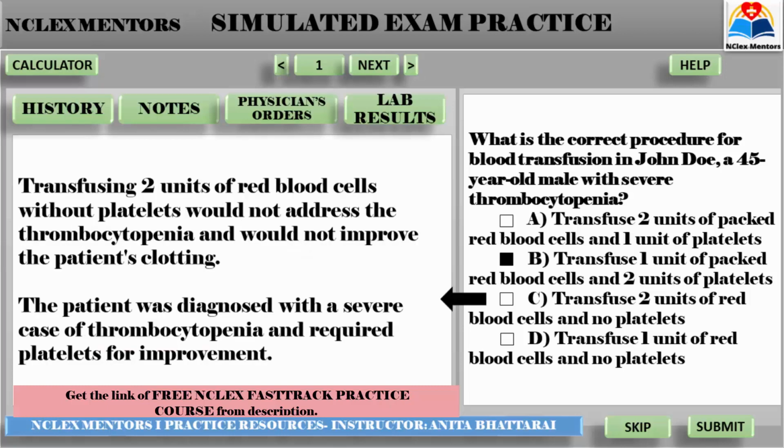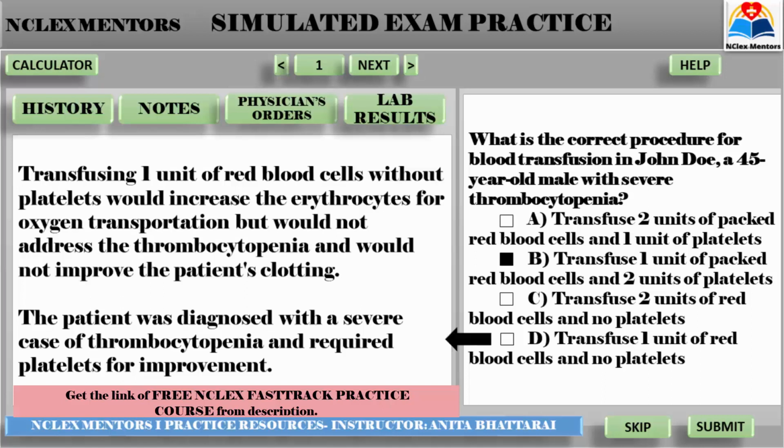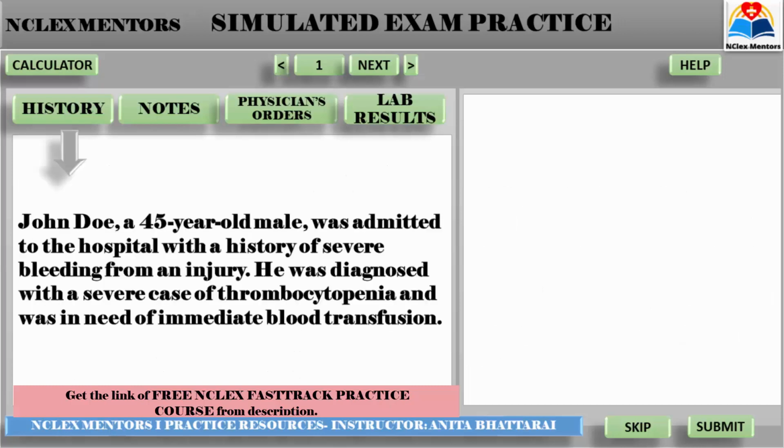C. Transfusing 2 units of red blood cells without platelets would not address the thrombocytopenia and would not improve the patient's clotting. The patient was diagnosed with a severe case of thrombocytopenia and required platelets for improvement. D. Transfusing 1 unit of red blood cells without platelets would increase the erythrocytes for oxygen transportation, but would not address the thrombocytopenia and would not improve the patient's clotting. The patient was diagnosed with a severe case of thrombocytopenia and required platelets for improvement.